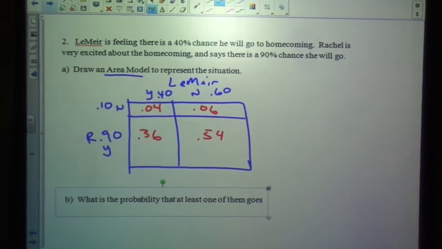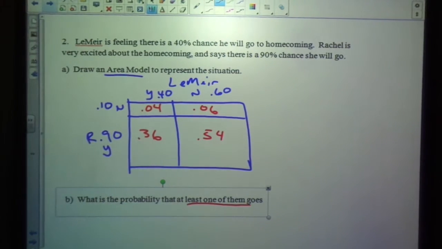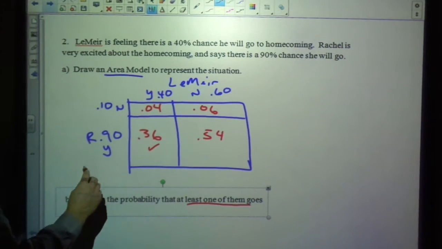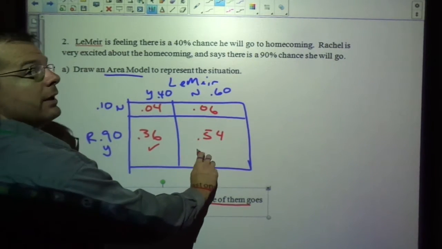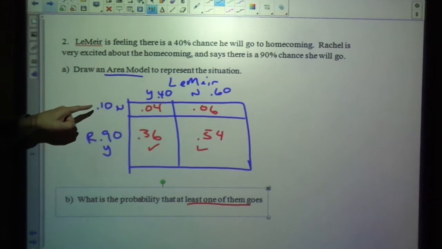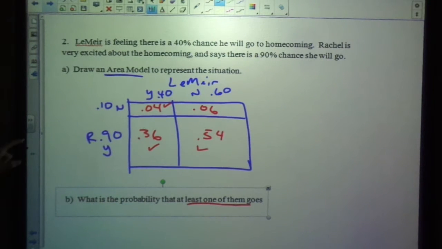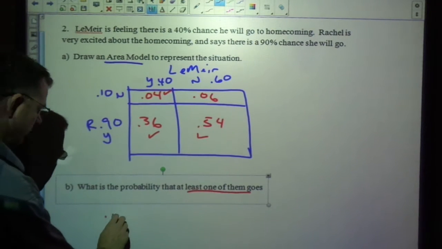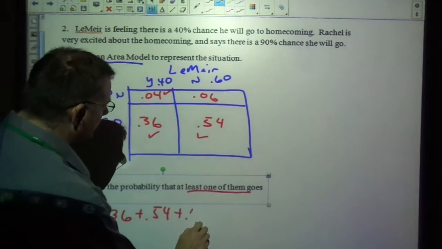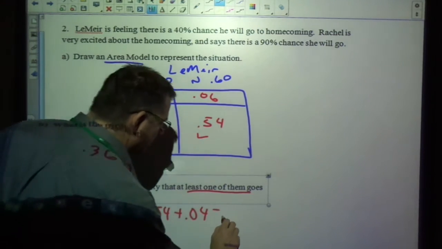My question says, what's the probability that at least one of them goes? So that would be Rachel's a yes, Lemire's a yes. That would be Rachel's a yes, but Lemire's a no. At least one of them is going. Rachel's a no, but Lemire's a yes. That would be at least one of them going. So if I take 0.36 plus 0.54 plus 0.04, that gives me 94%.